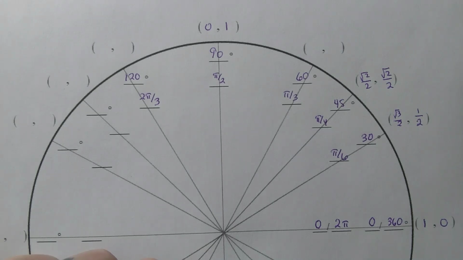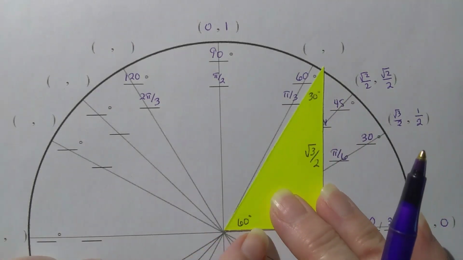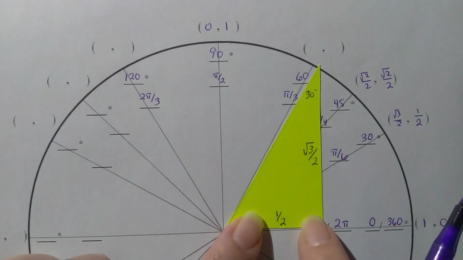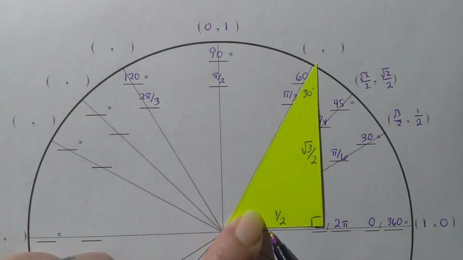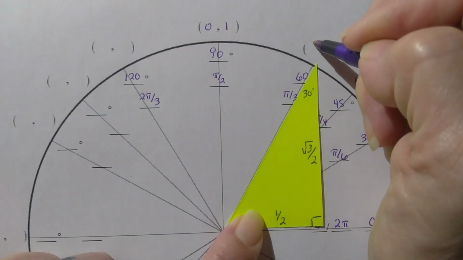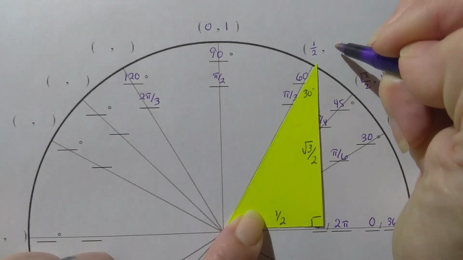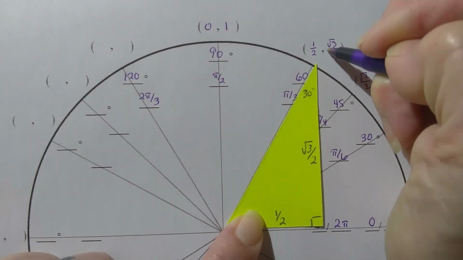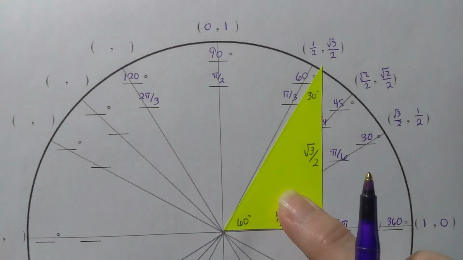Next one we have is our 60 degrees. So we pull out our 60 degree triangle, which is also the 30, 60, 90 triangle. Center, x-axis, hits at our 60 degrees. X direction is 1/2. Y direction is root 3 over 2. Okay, hopefully so far so good.